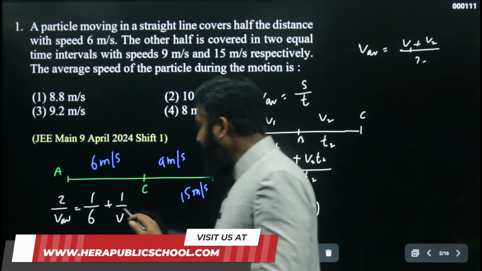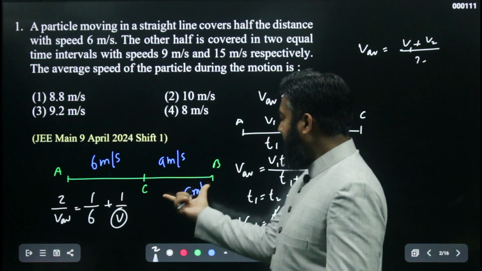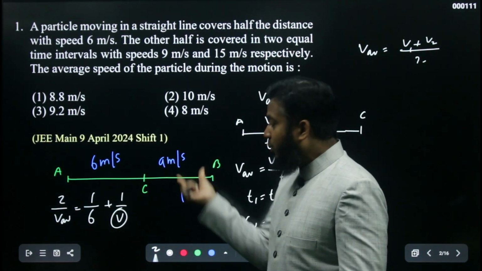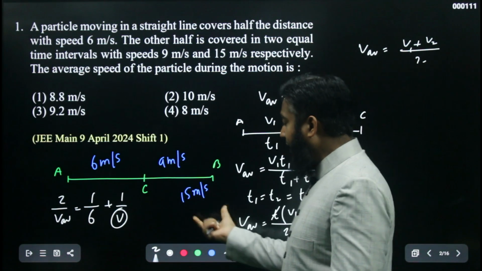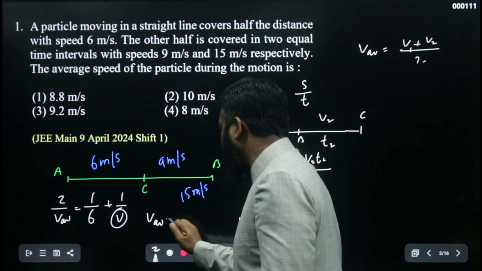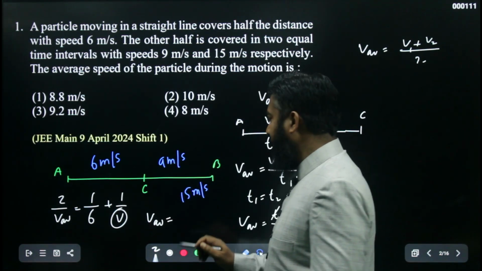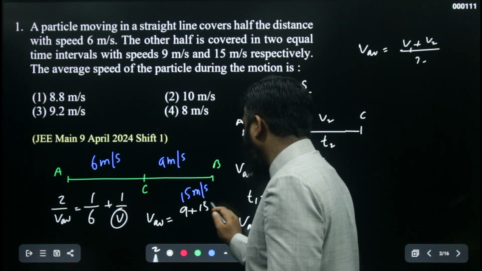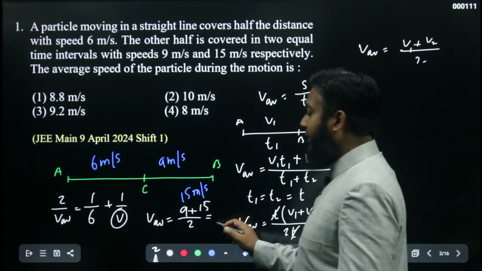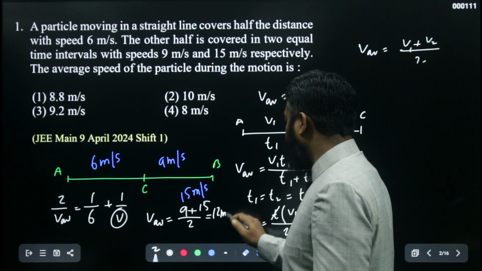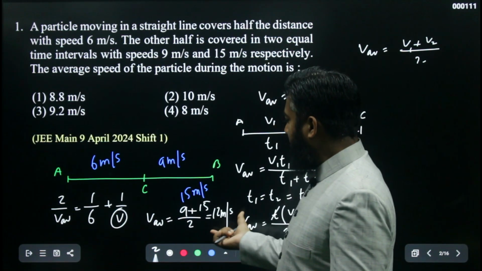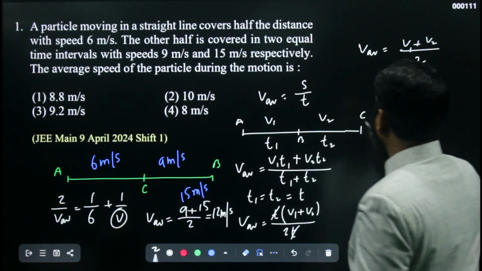Now, how to find this value? In this latter half, this journey has been traveled in 2 equal time intervals. So, when times are same, when the durations are same, average speed is simply the mean value of these speeds, which is 9 plus 15 divided by 2. 9 plus 15 is 24, divided by 2 is 12. So, 12 meter per second. So, in the latter half, average speed comes out to be 12. So, let's just put that here.